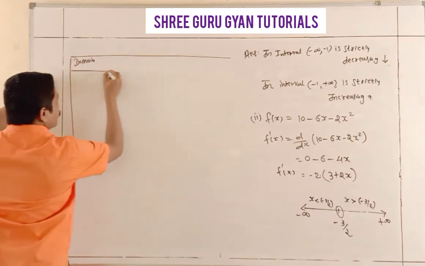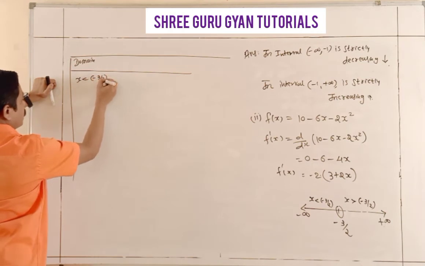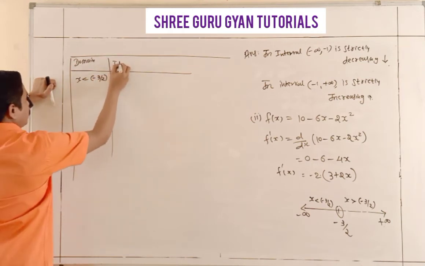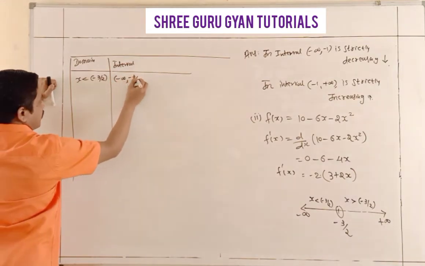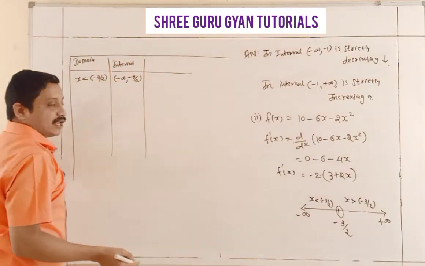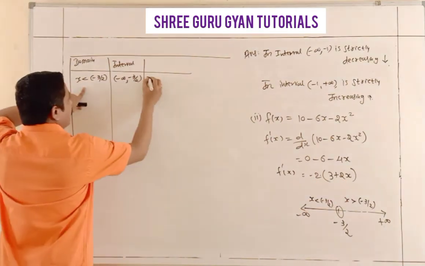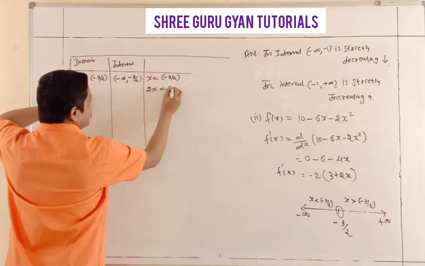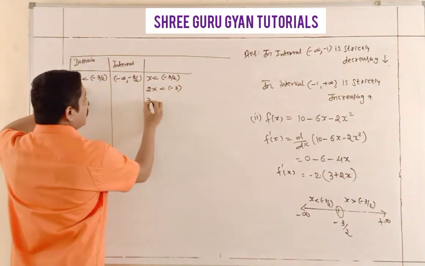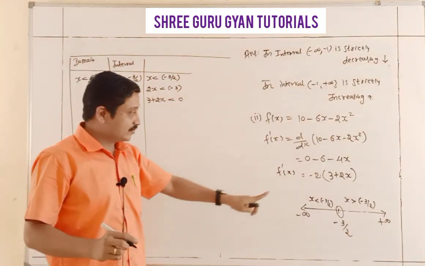So that's your first domain: x less than -3/2. The interval is minus infinity to -3/2. Then within -2 and 3 plus 2x, it's very simple. x is less than -3/2, so 2x is less than -3, so 3 plus 2x is less than 0.